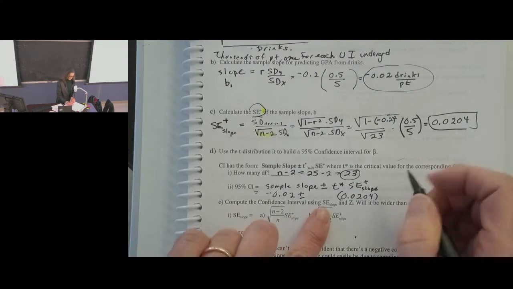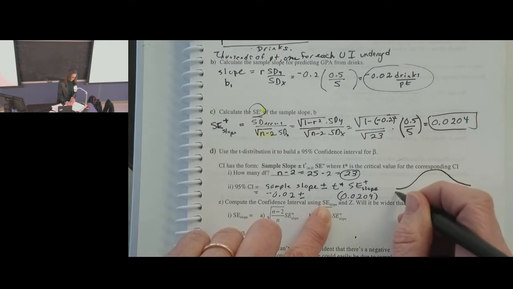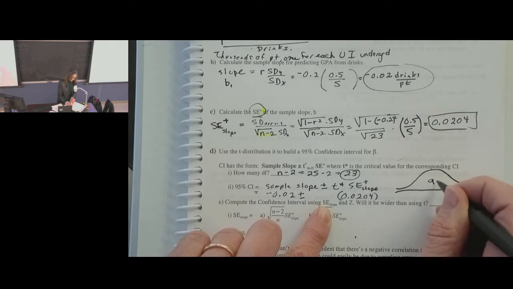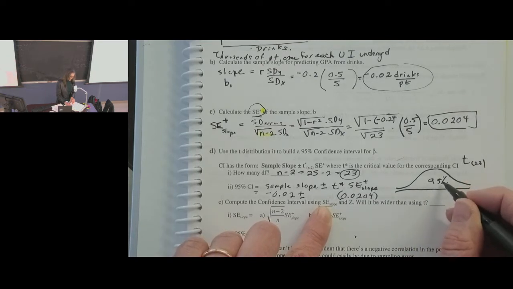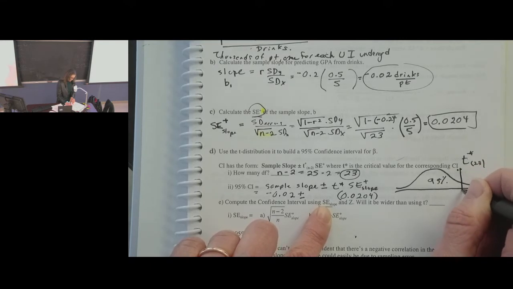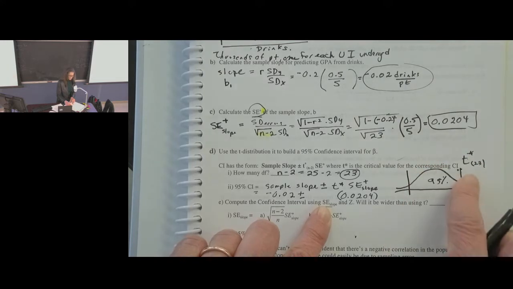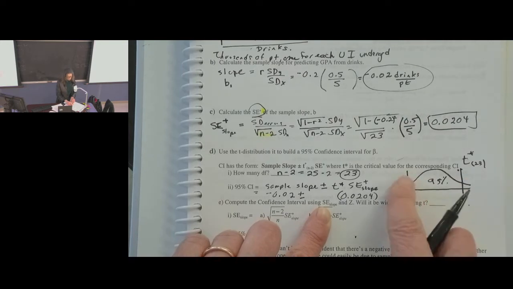All right, so what are we trying to get? Just to draw a picture of it: we're trying to get the 95% for a t curve with how many degrees of freedom? 23. We want 95% in the middle, so we want those t stars that are the critical values here and here. They're going to be bigger than 2, or 1.96 for sure, bigger than 2 because that's what it is for z. So let's find out what it is.